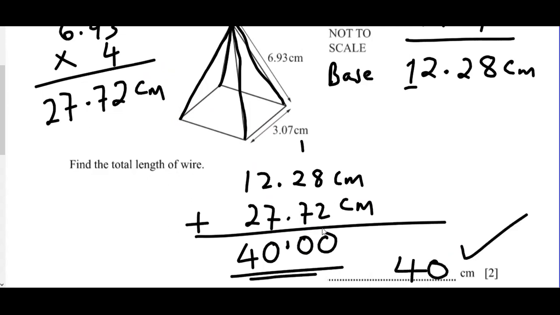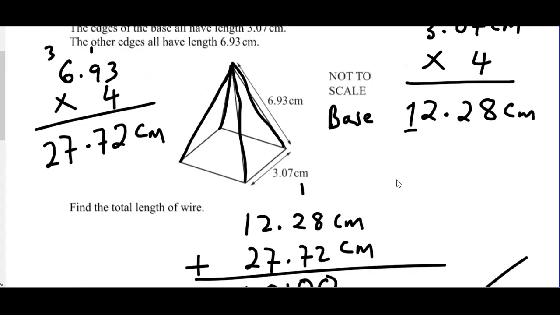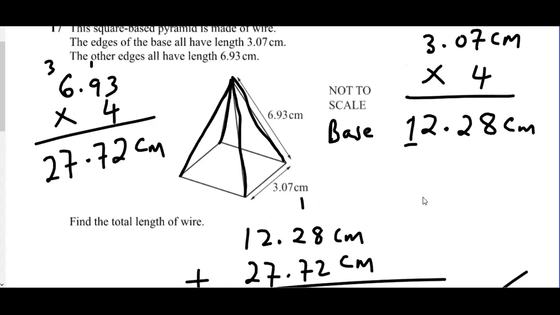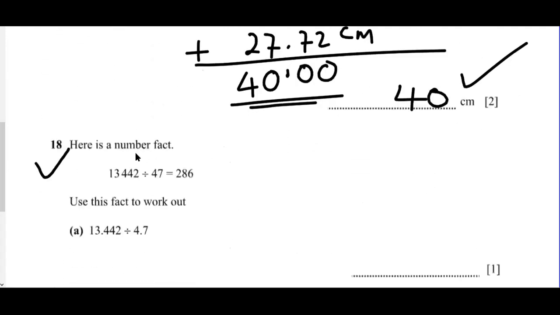This question was a bit tricky. If you're not careful, you can end up losing this question. And I believe the majority will take 6.93 plus 3.07. Then when they do that, boom, they get the wrong answer. Okay, so the answer is 40.